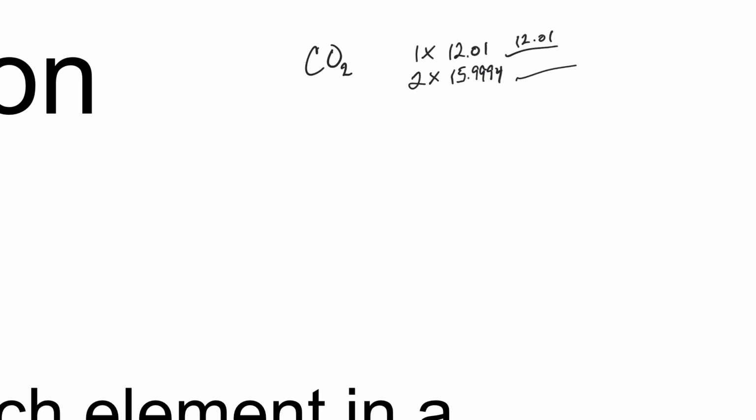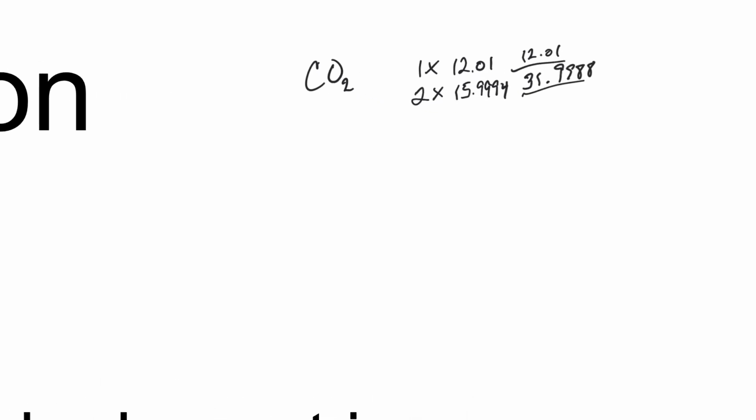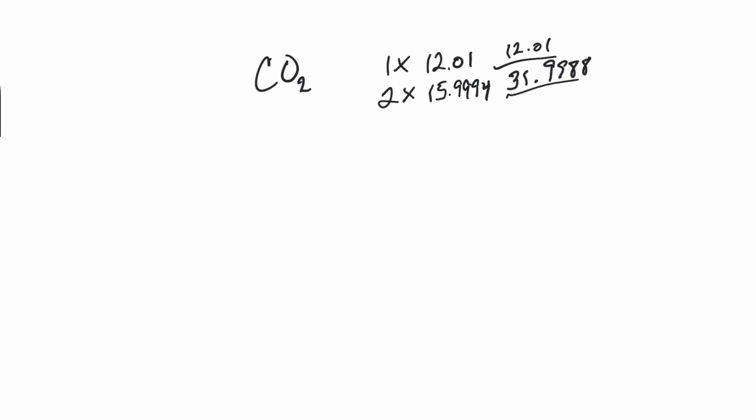It's close to 32, so 15.9994 times 2 is 31.9988. I'm going to add those two together because the 12.01 is the mass of the carbon and the 31.9988 is the mass of the oxygen. When you put that together, I get a total of 44.0088. Now let's do it in each step.